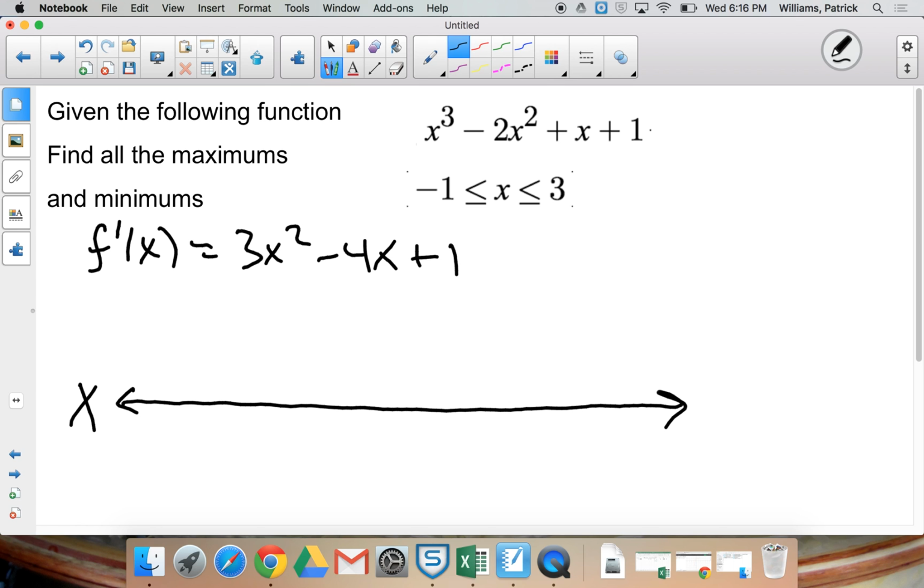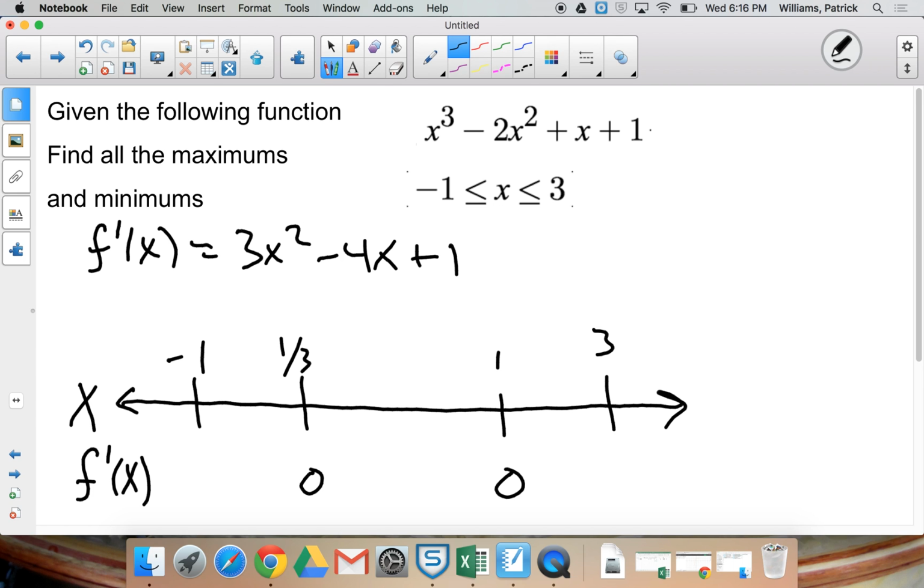And what we do is we put in all of the values of our endpoints or our critical points in here. So the endpoints are -1 and 3. And in between there, we have critical points of 1/3 and 1. All right? So then what we want to do is evaluate what our derivative is at these points. Well, we found on the previous slide that the derivative is 0 at 1/3 and 1. Let's figure out what it is at the endpoints, okay?